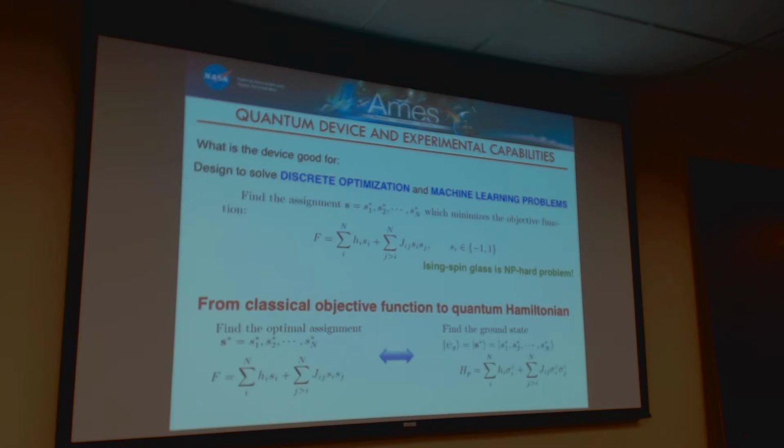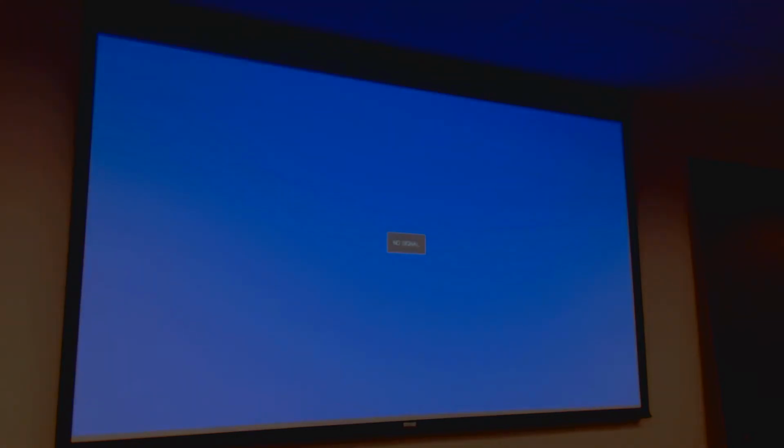Let's thank the speaker again. The next speaker is Nathaniel. He's going to be from computational university, talking about the Fermi-Hubbard Hamiltonian.